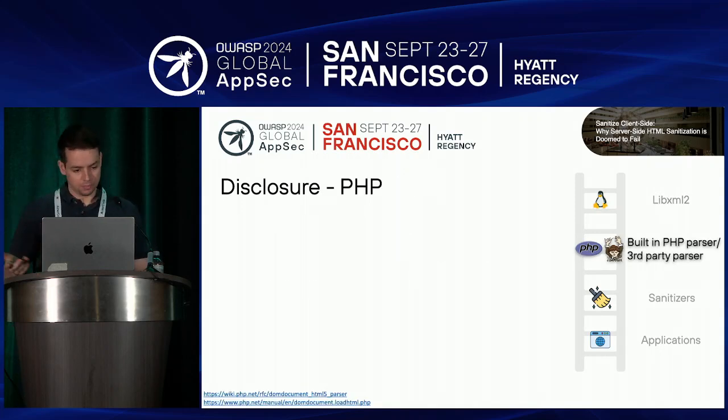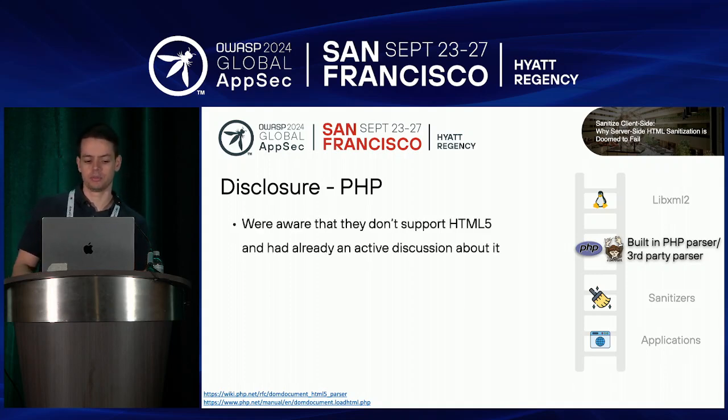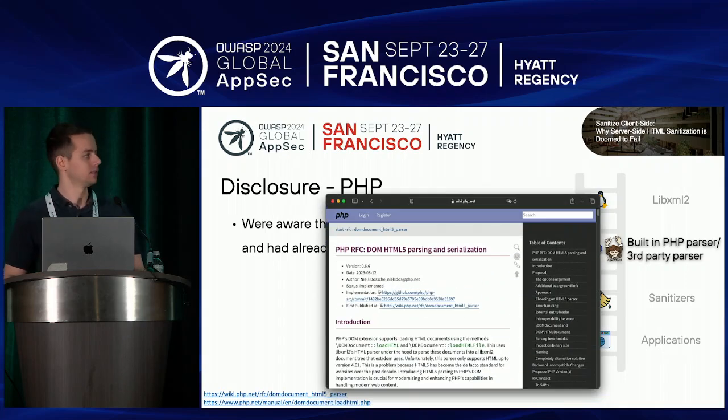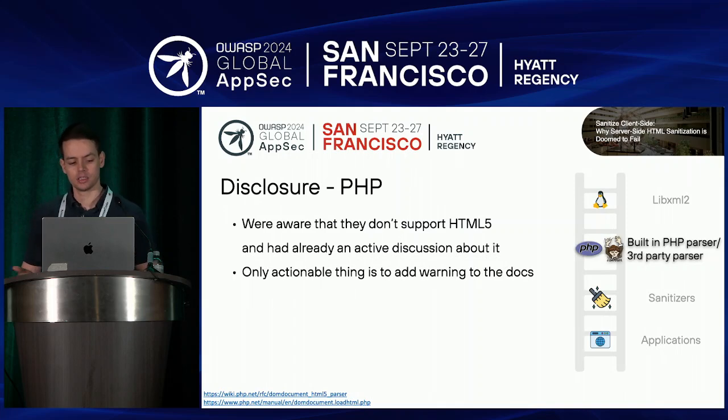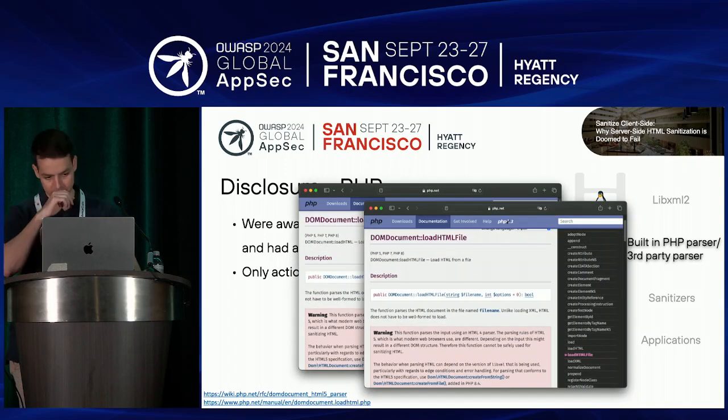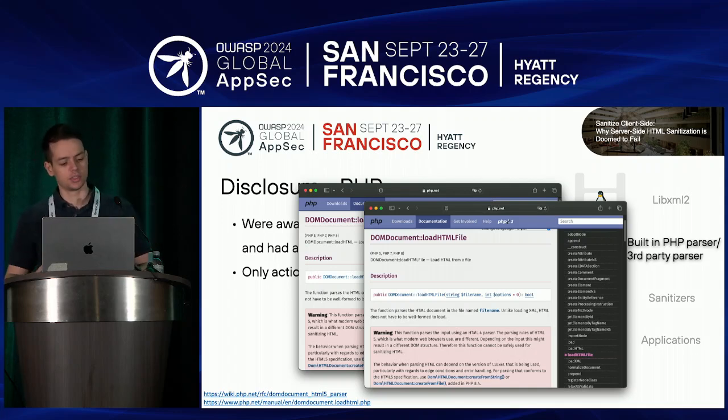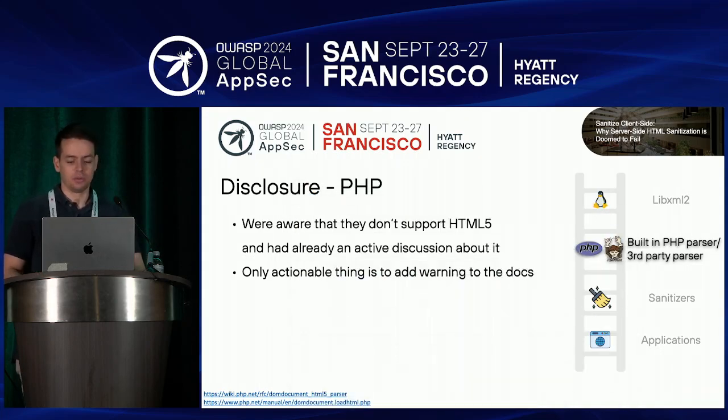So we did. We went to PHP, and PHP said, we are aware we don't support HTML5, and they also had an active discussion about it. And the only actionable thing from their side is to add a warning to the documentation. And that's what they did. So following our reports, if you go and try to parse HTML, you go to the documentation, you can see they have a big warning that says you should not use that for sanitization purposes. And yeah, from our point of view, that's the best that they could do.